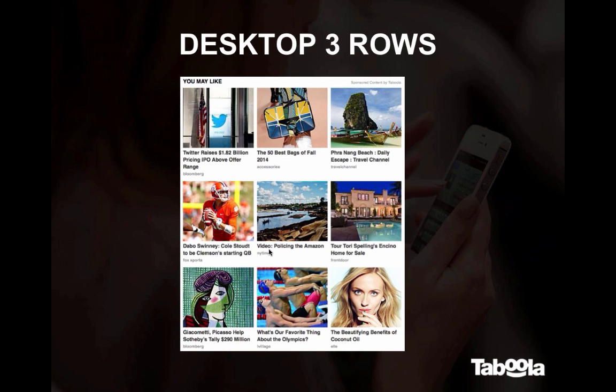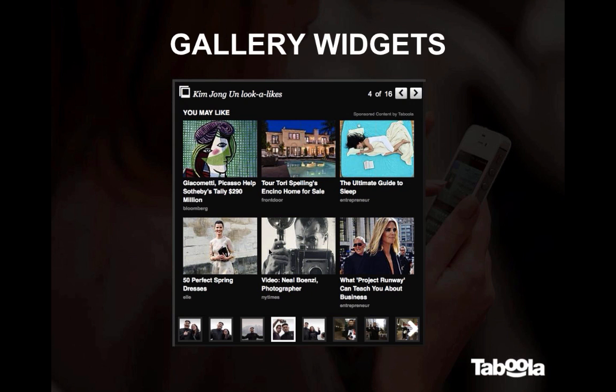So for desktop, adding a third row, this is just a visual of what it could look like. Typically for a viral site, this is working very, very well. Some people have 4 or 5. I think it's a balance between your content, your monetization goals, and how it all fits together.